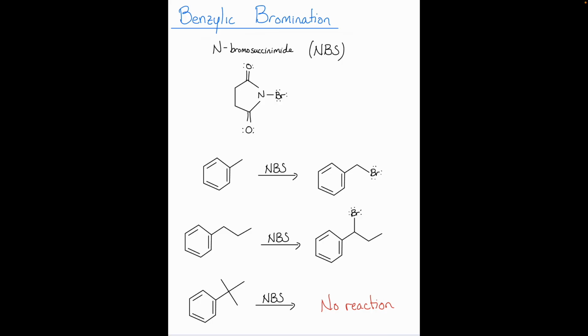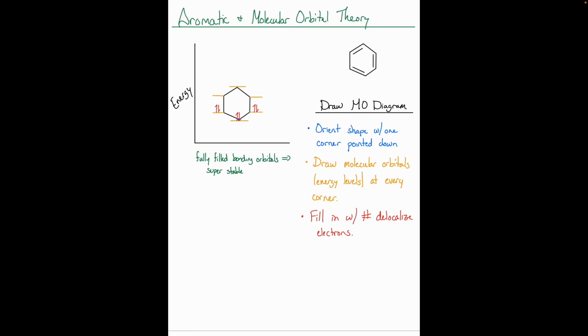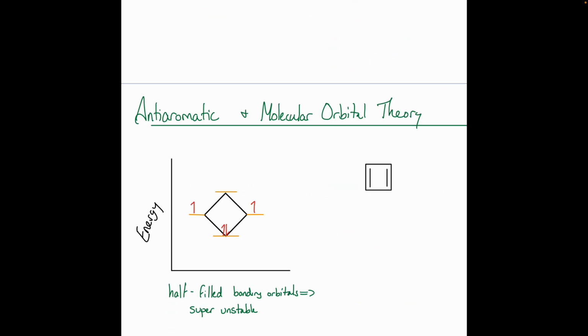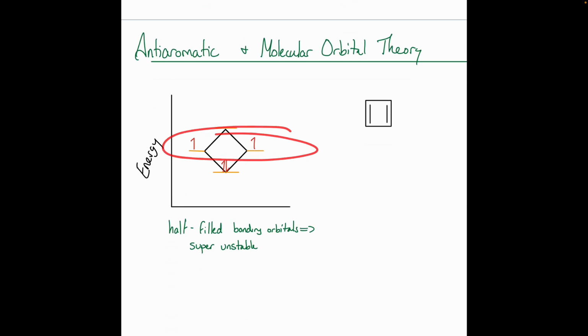And what we started the day doing was talking about molecular orbital theory, drawing these MO diagrams of our aromatic and anti-aromatic compounds. Aromatic compounds will have fully filled bonding orbitals, which is nice and stable. Anti-aromatic compounds will have half-filled bonding orbitals, which is bad, unstable.